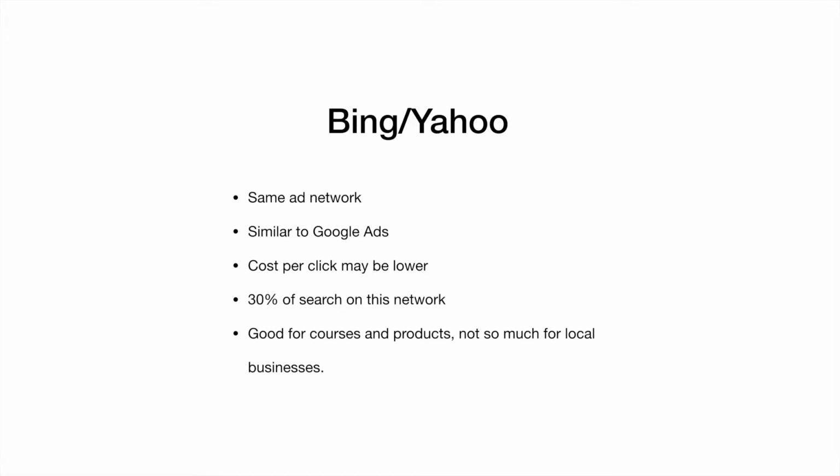Now, is that always true? No, that's not always true. Sometimes the cost per click is actually higher for some reason with Bing and Yahoo. But it's 30% of the search on this network. So Google's about 60, this is about 30. Google has way more search than Bing and Yahoo, but 30 is definitely not something to sneeze at on this network. So you need to pay attention to it.